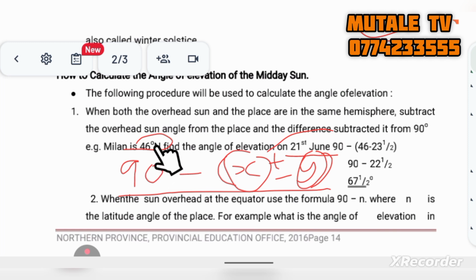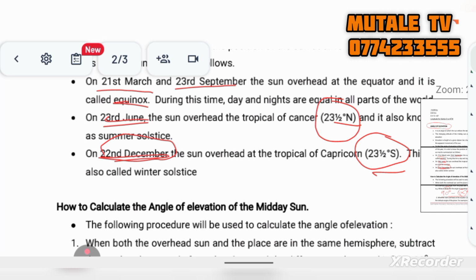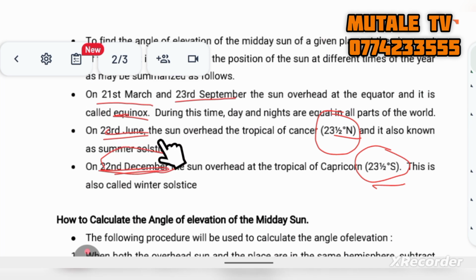46 degrees north. The direction is at the north part of the world. So now we need to know the direction of y. Since they've said 21 June, we need to know where 21 June is. According to the notes, 21 June is always in the north, since it is in the range of this given date here.